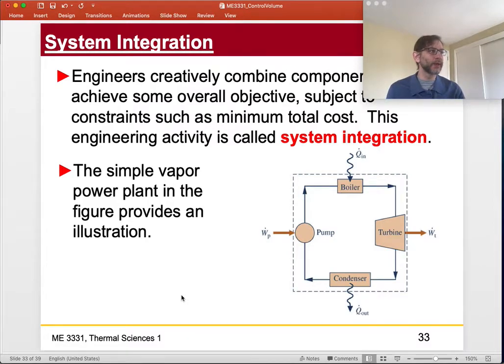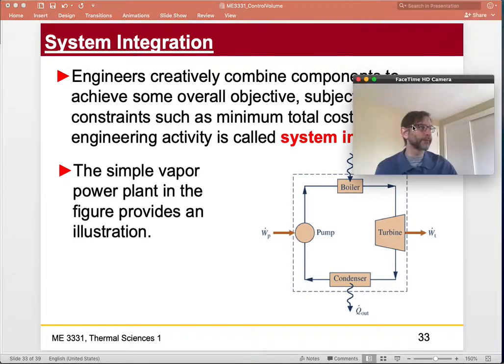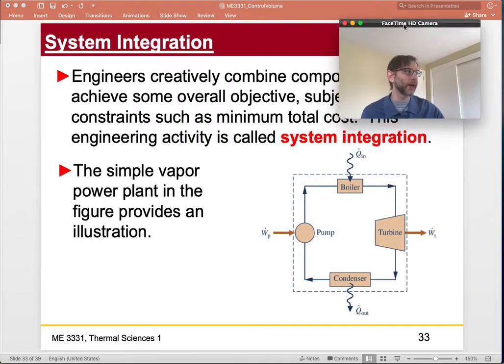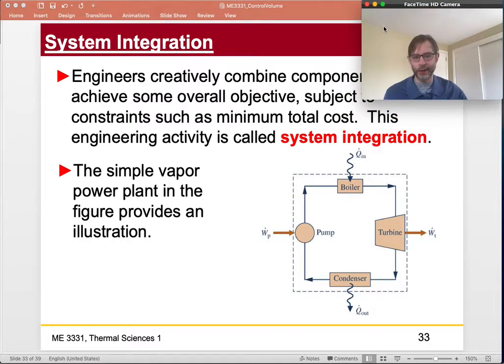But in this case, engineers can combine components to achieve some overall objectives subject to constraints, such as minimal cost, and so on. Or you're putting together a cycle. This is another reason why you might have system integration, right? You have a cycle. In this case, this activity is called system integration, right?